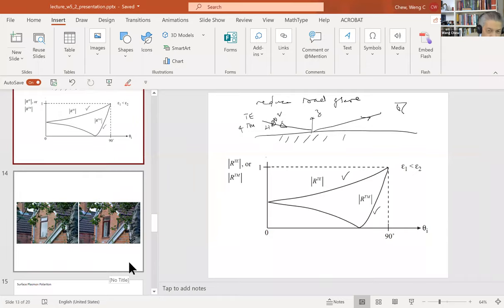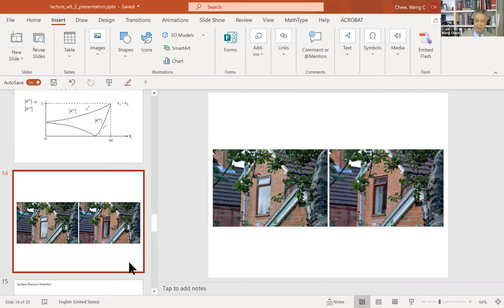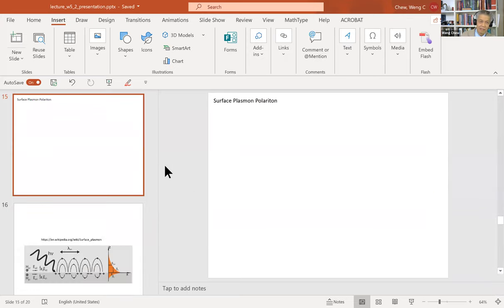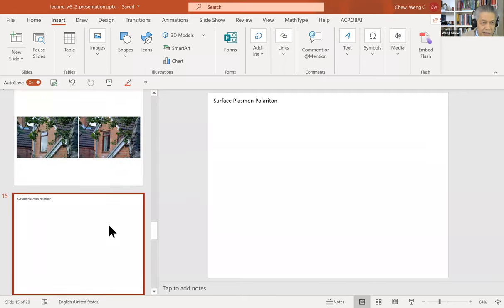Okay, very good. And then if you're a photographer, you can add polarizers to your lenses. Here is an example of reducing surface glare using a polarizer. On the left, you see that there is a glare from this window. By using polarizers on the lenses of your camera, you can reduce those surface glares and make a beautiful picture out of your photograph. Okay. Any questions regarding Brewster angle?